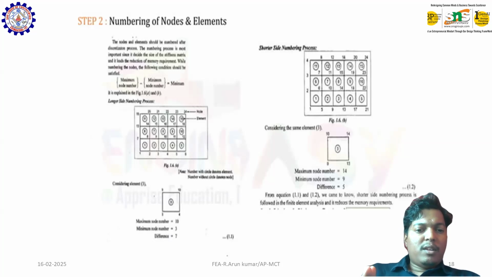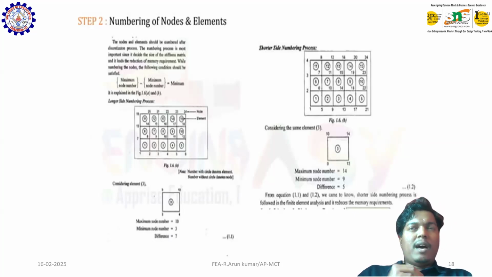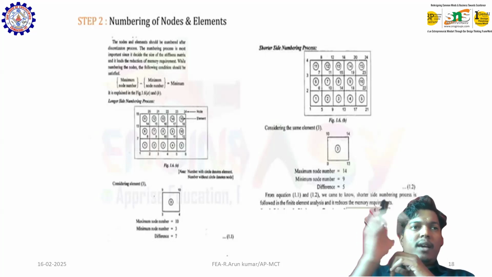What is called the long-side numbering process and the short-side numbering process? In the long-side numbering process, I divide into 5 and 3, so 5 into 3 is 15. The number of elements is 15, and each corner has a node. It is a rectangle, so each element has four sides. For example, taking element one, I have nodes 1, 2 and 5, 6. Another element has 5 and 10.